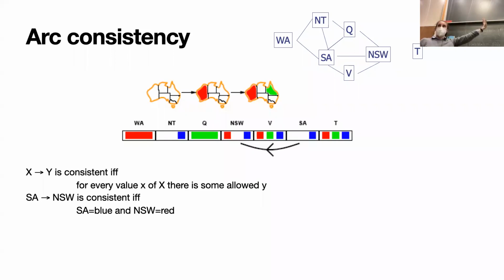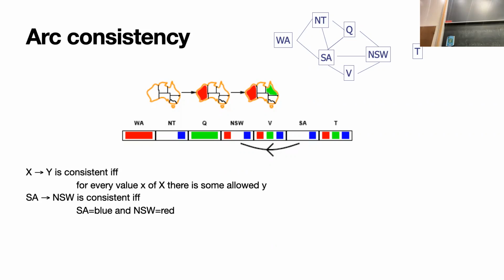Does this make sense to everybody? Again, very simple. Oh, very interesting question. So is it arc consistent because New South Wales has red or blue? It's arc consistent from SA to New South Wales because there is a possible assignment that doesn't conflict. So that would mean it's because New South Wales has red. We're checking it only in one direction.